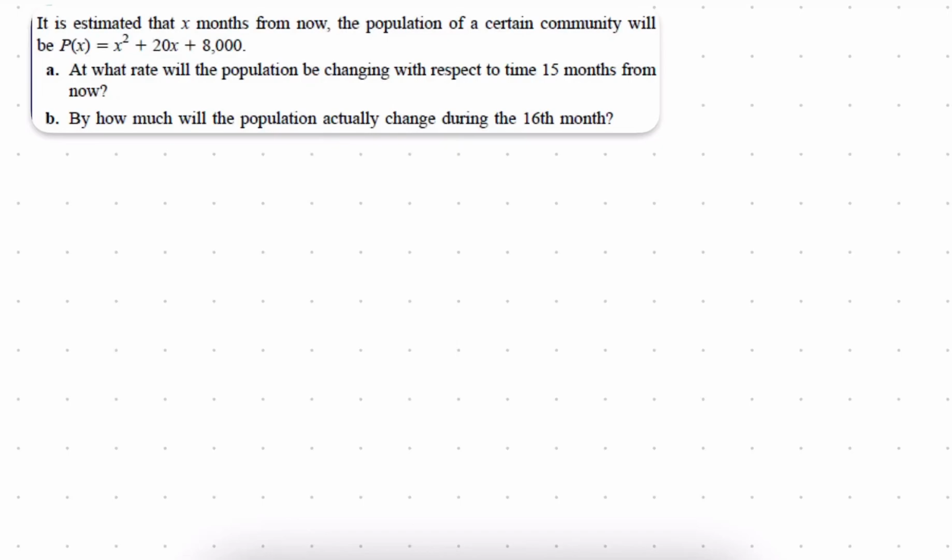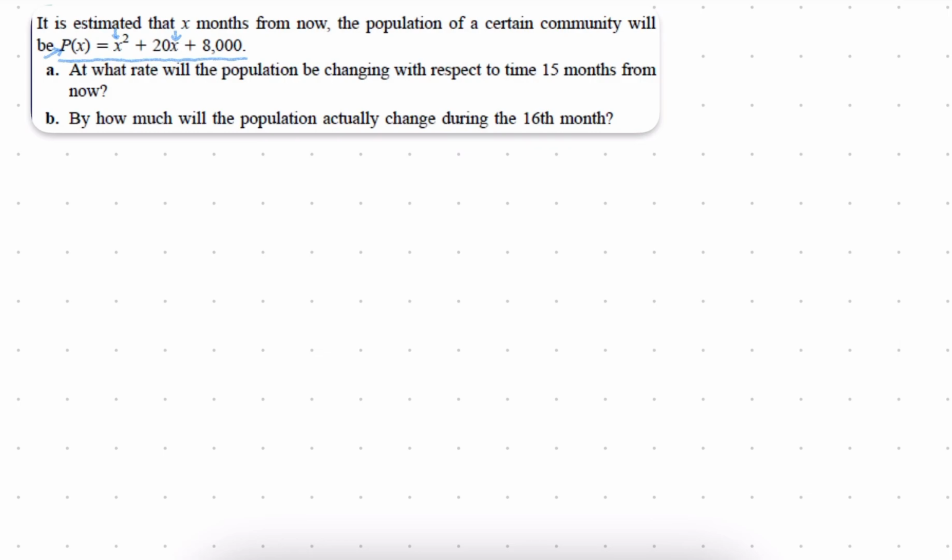For the application question, we first look at the given function here. The given function is P(x) is equal to x squared plus 20x plus 8,000. So we look at the variables. We have a P and we have all the x, right? Here we have x and x, right?